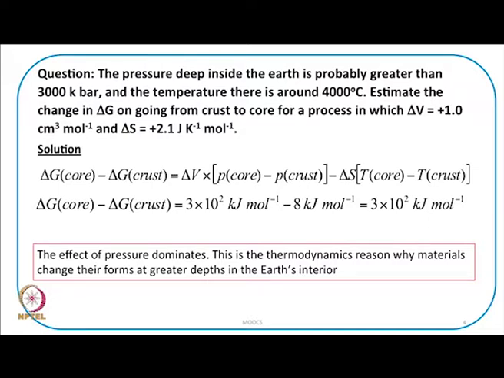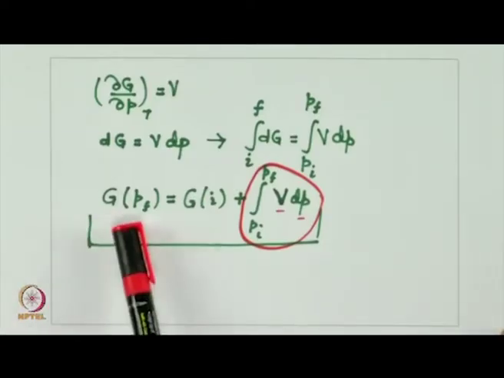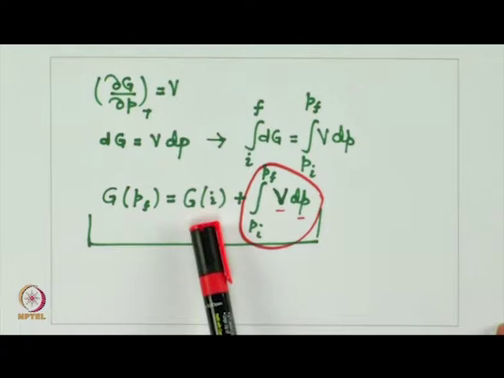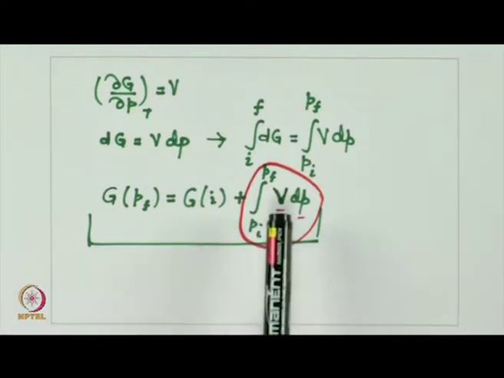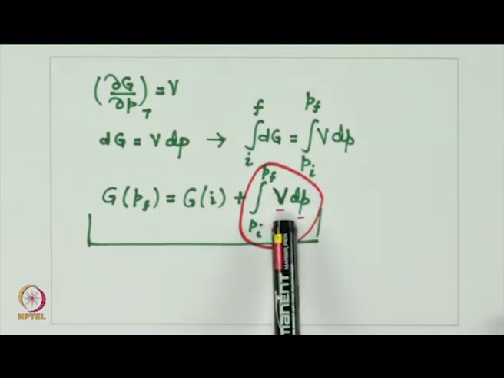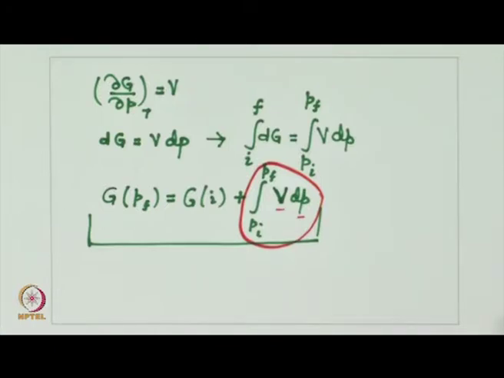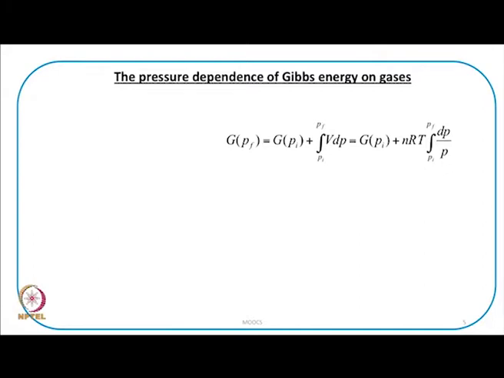Now, how about for gases? As we discussed earlier, obviously the effect of pressure on Gibbs free energy is expected to be larger for gases, because the volume of the gas is more than the volume of a substance in its liquid or solid form. Thus, as we discussed earlier, G at a final pressure is equal to G at initial pressure plus the integral from P_i to P_f of V dP. And if this volume does depend upon pressure, we need to put in the pressure dependence of volume, and that we can conveniently discuss for an ideal gas, because we know the ideal gas equation.